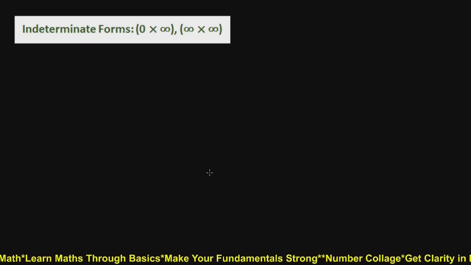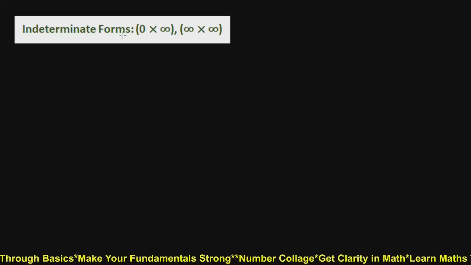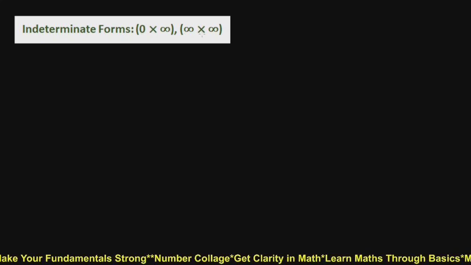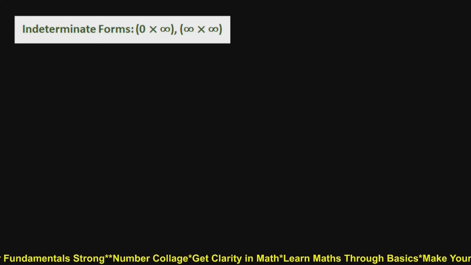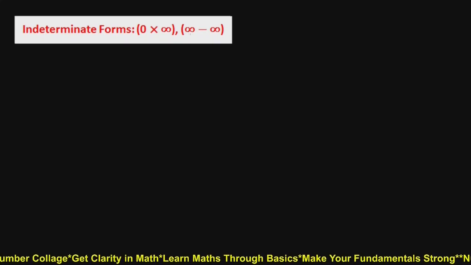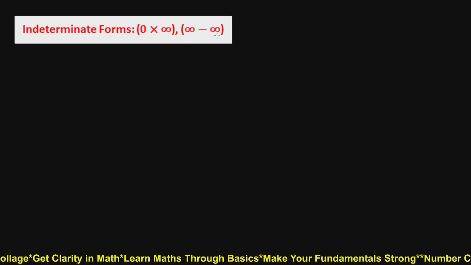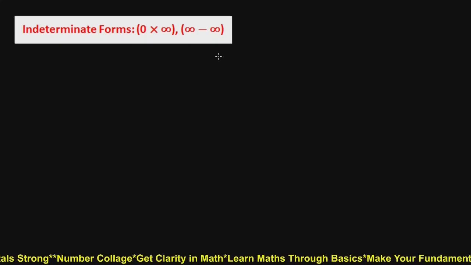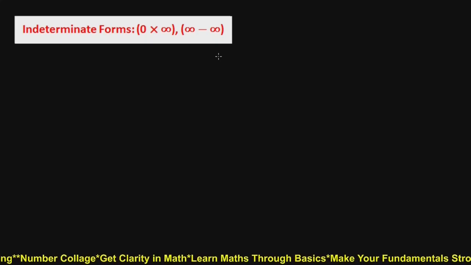Let me make one correction. This is not indeterminate forms 0 multiplied by infinity and infinity multiplied by infinity, but instead it is 0 multiplied by infinity and infinity minus infinity indeterminate forms. This correction applies for all the problems that are solved.